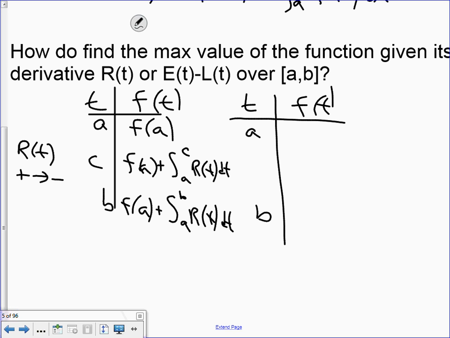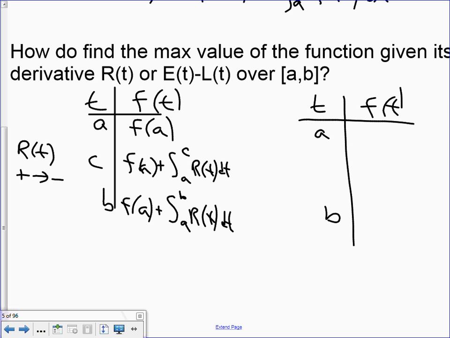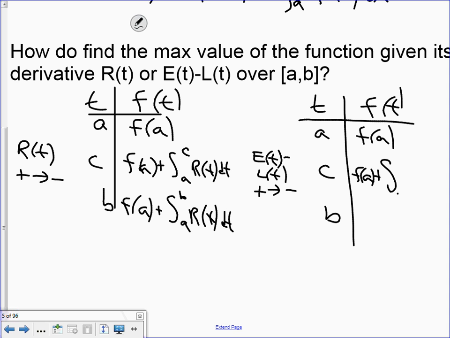And if it was a two-rate problem, you do the same thing, but instead of an r of t, you'll have an e of t minus l of t. Should I write that one out? So it could happen at an endpoint or when rate in minus rate out goes from positive to negative. And again, you would just graph it and see where it crosses. And if they've given you f of a, and you want to get f of c, you'll take f of a and add the change by integrating from a to c, rate in minus rate out.